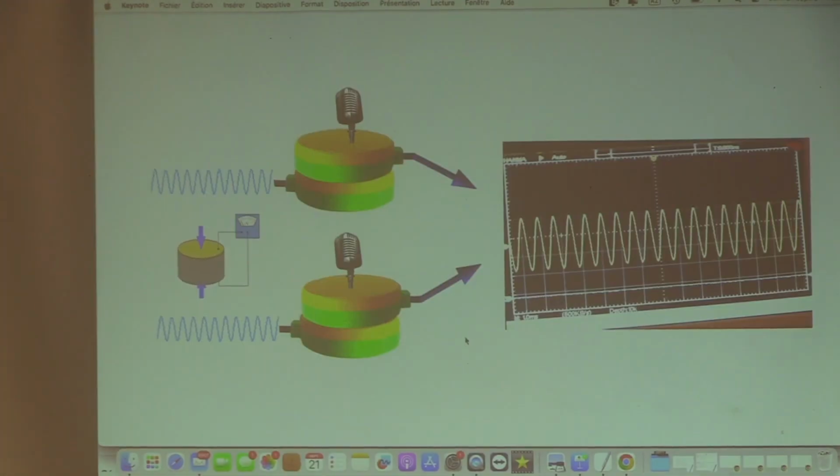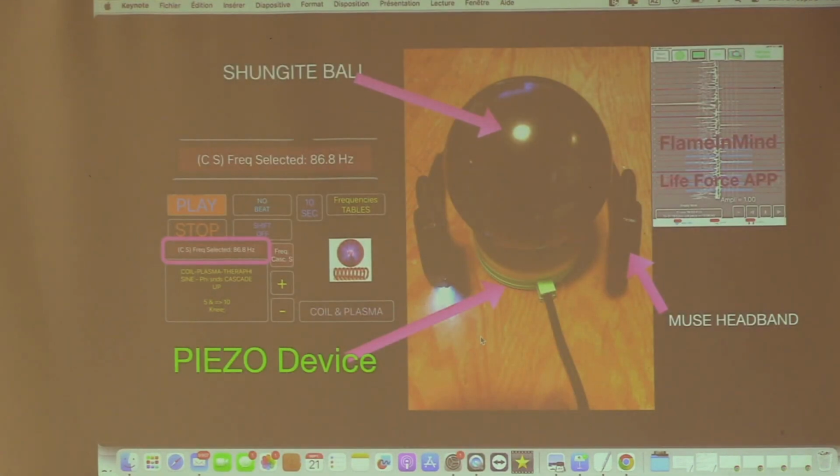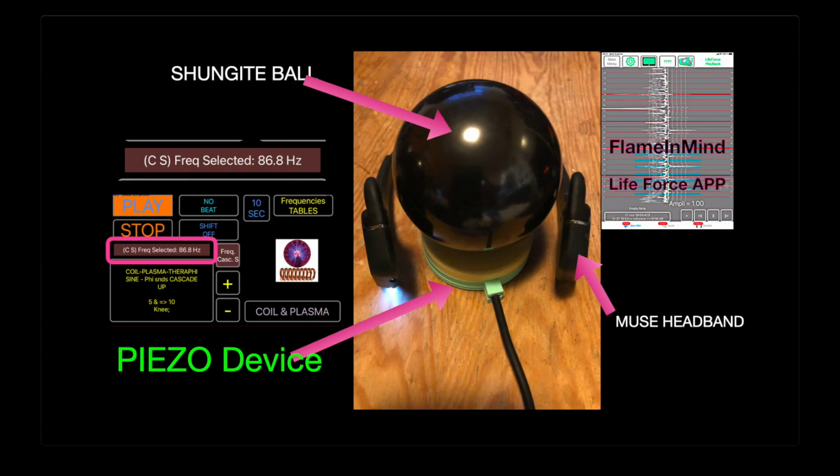So this is the piezo. What is very interesting with the piezo is that normally if you place a piezo and a shungite on it, it doesn't normally create electricity.